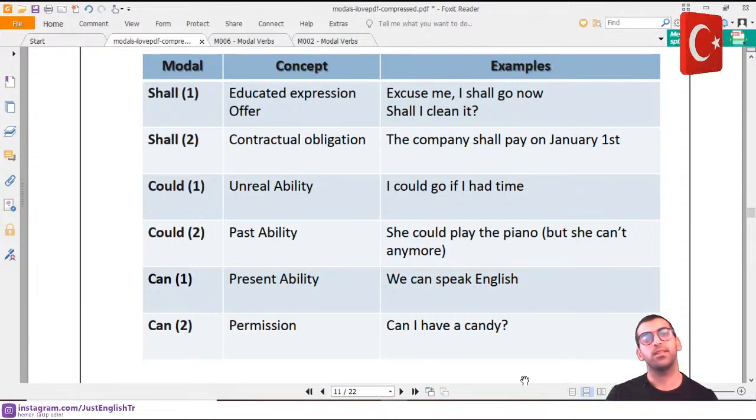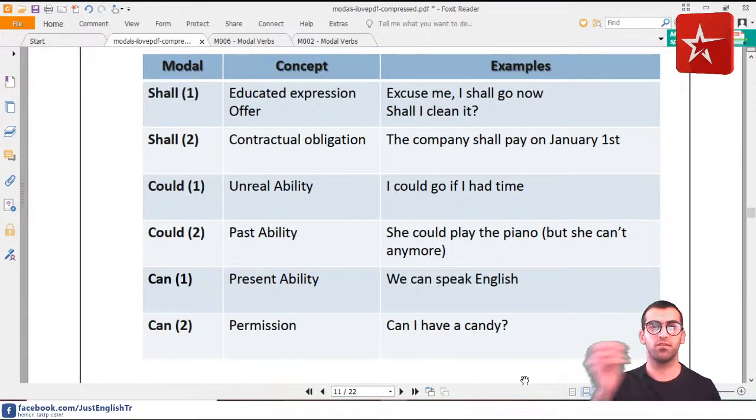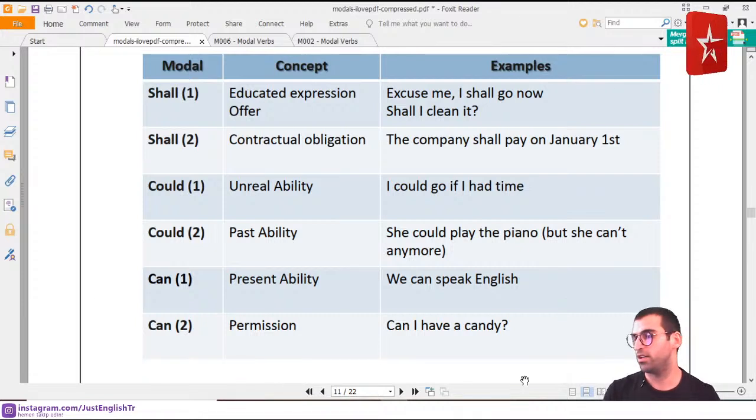The second meaning, contractual obligation. The company shall pay on January 1st. This kind of language we use in contracts. Contractual obligation means, for example, if you sign a contract, you are responsible for doing something. You have to do something. You have duties. Contractual obligation. The second meaning of using shall.